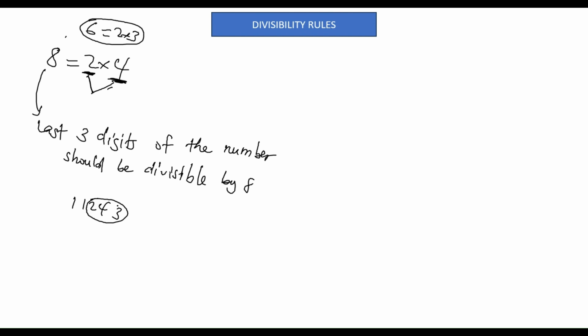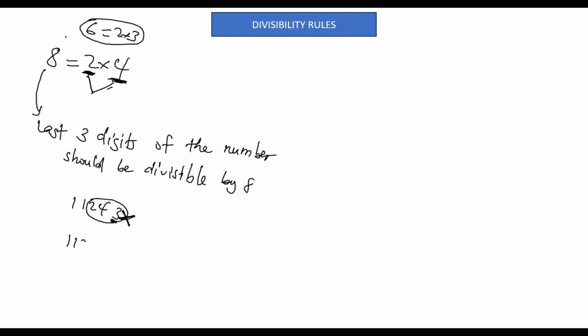Yeah, that's about 8. So already this number does not end with an even number. If you want to focus on 2, the last digit should be an even number. So already 2 does not qualify, and since 2 does not qualify, everything fails. Therefore, this number is not divisible by 8.